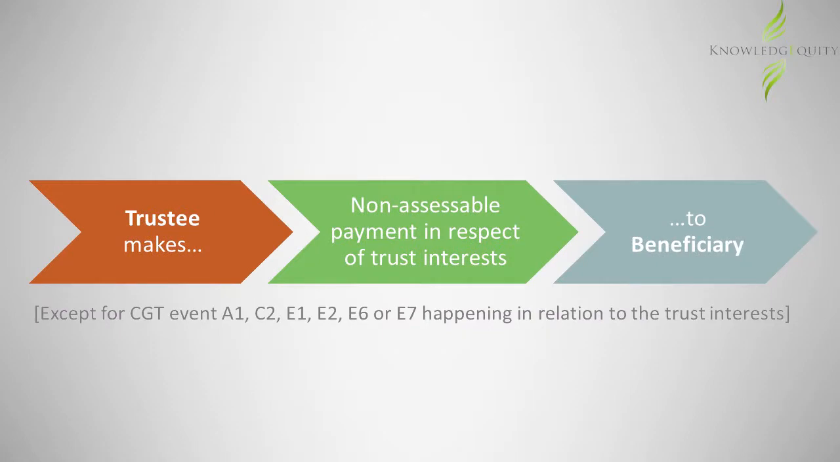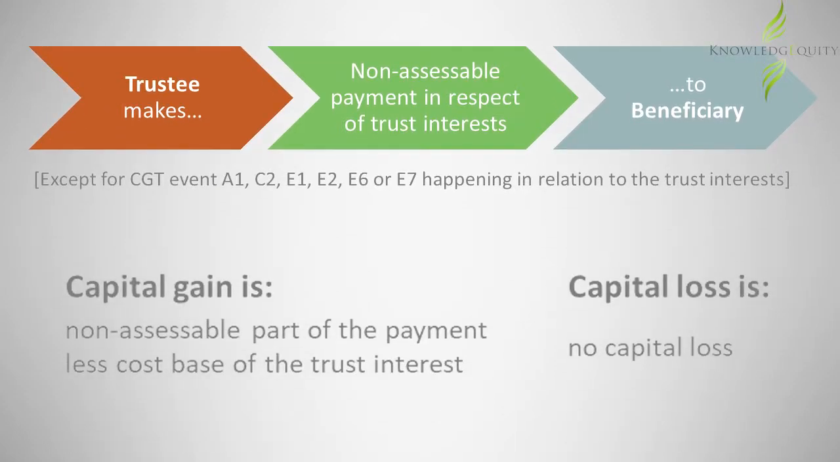To recap, CGT Event E4 captures the situation where the trustee makes certain non-assessable payments to beneficiaries in respect of their fixed trust interests. The payments reduce the cost base of the interests, and if the payments exceed the cost base, then a capital gain may result.